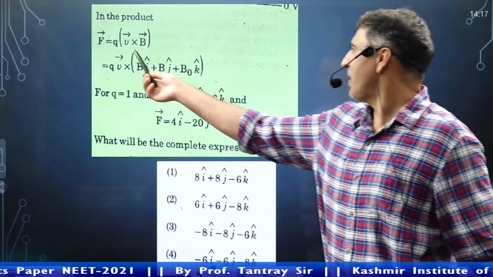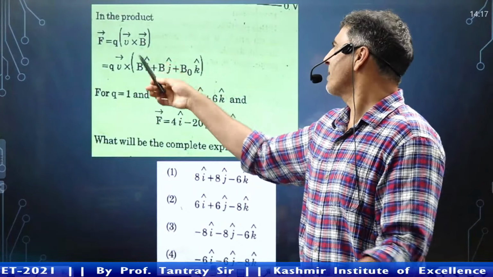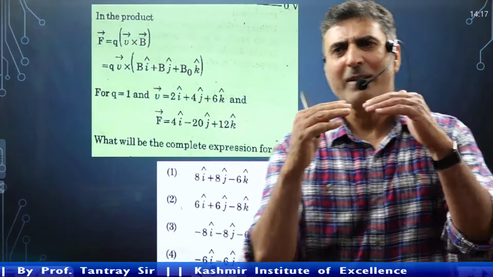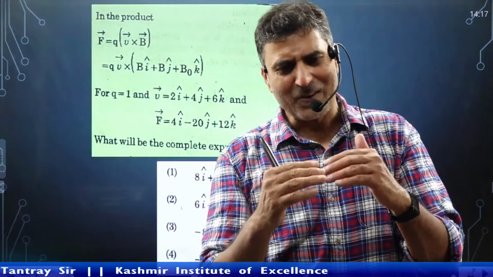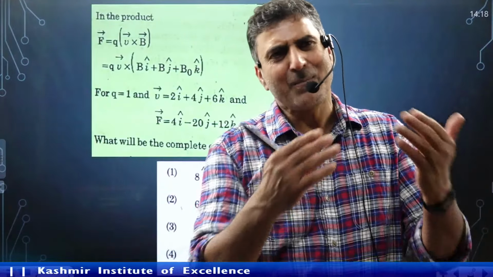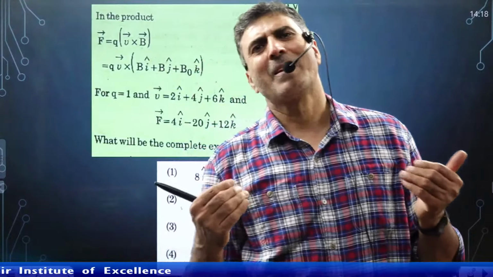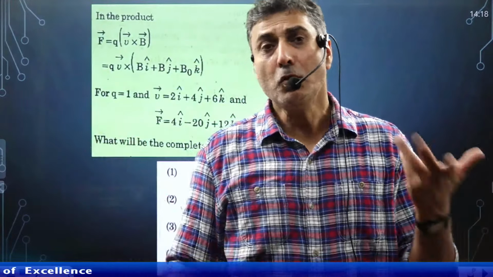I can substitute the value of F like this, and V cross B I will substitute, and then I will go for the expression. Within 3 or 4 or 5 steps, the magnetic field expression will come out, and you can just write it down. But you don't have time.